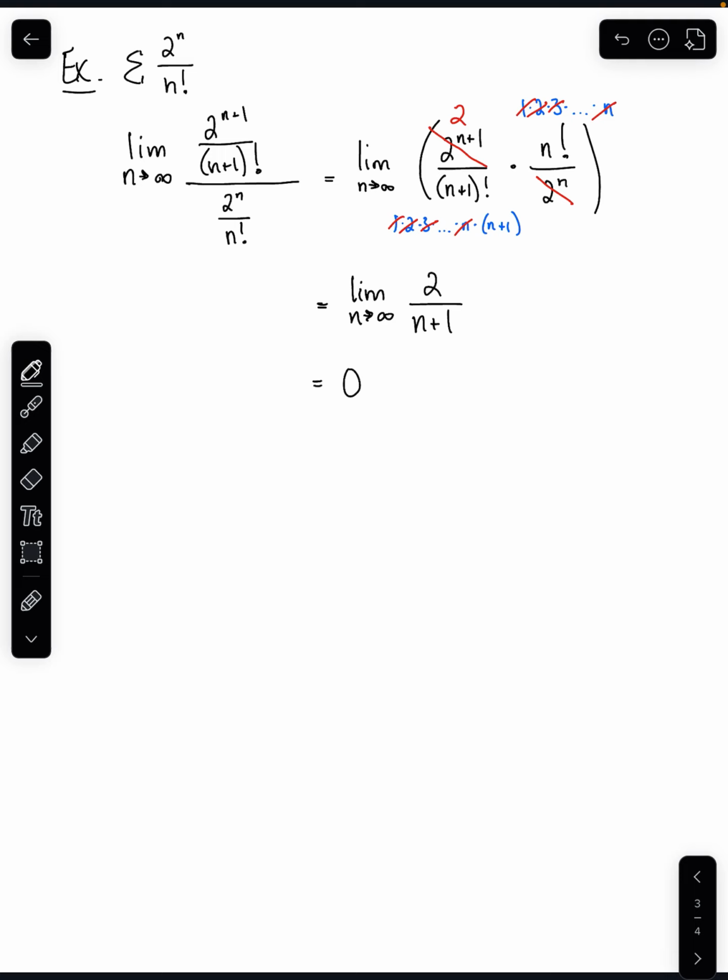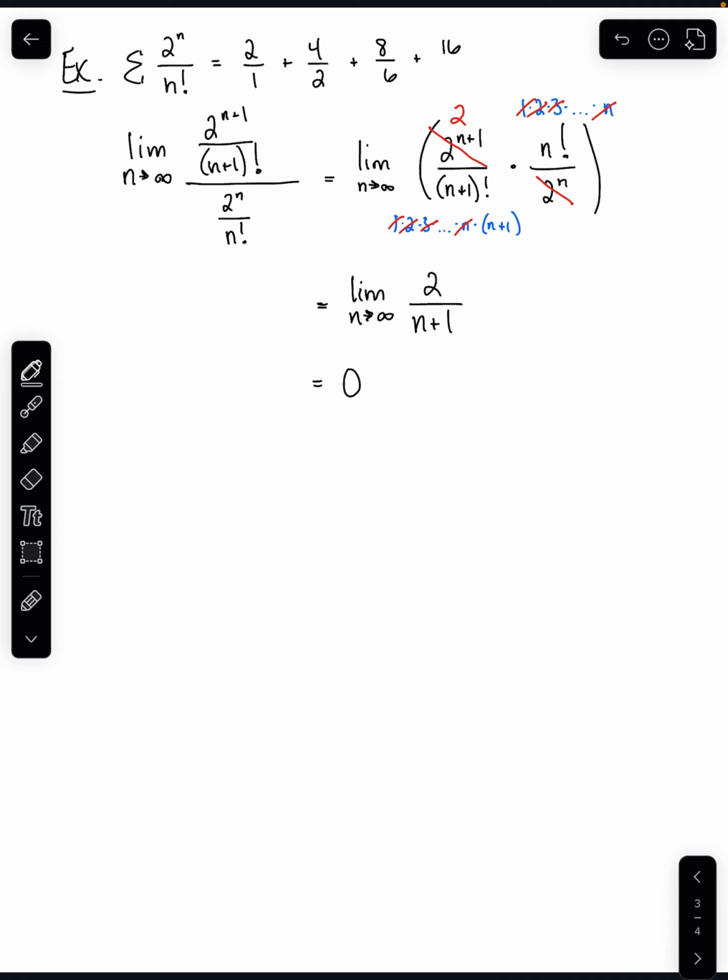This is certainly small enough for the series to converge. If we want to list out the terms, we will see that they definitely shrink to 0. 2 to the first is 2, and 1 factorial is 1. 2 squared is 4, and 2 factorial is 2. 2 cubed is 8, and 3 factorial is 6. We now get to see the terms starting to shrink. The first term is equal to 2. The second term is also equal to 2. The third term is smaller than 2.